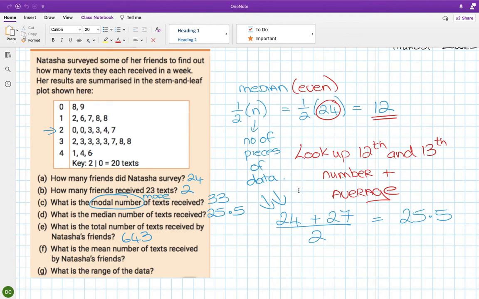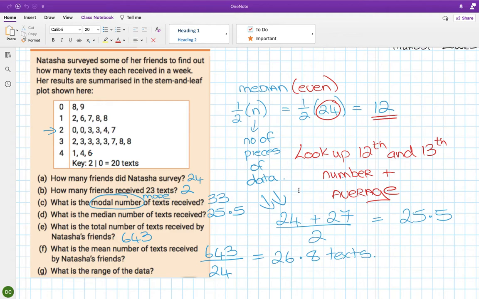Okay, so then what's the mean? The mean is where we add up all the texts, which we just did, and we divide by the number of data points there. What was there, 24? So 643 divided by 24. I'm getting 26.7916, so 26.8 texts is the average, apparently.